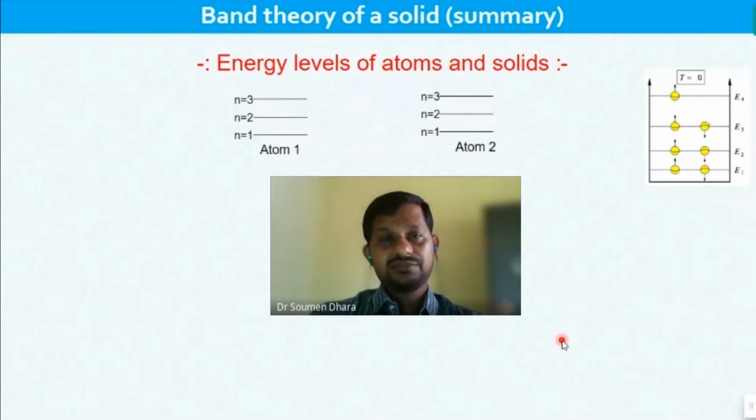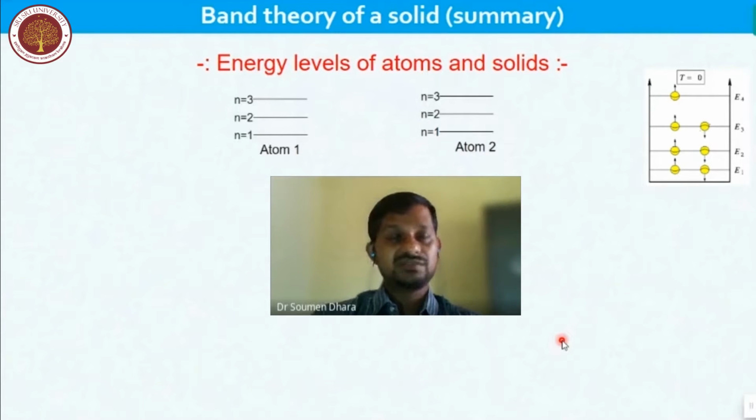Actually, there is a free electron theory in order to understand the different electrical properties of materials. It was developed by Drude and Lorentz. Thereafter, this Drude and Lorentz model was modified by Sommerfeld, and it is known as the quantum mechanical or the quantum free electron theory. So, what is the basis of quantum free electron theory?